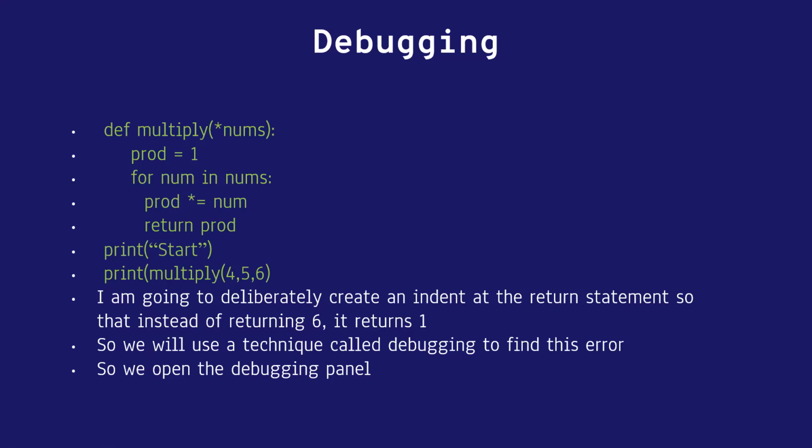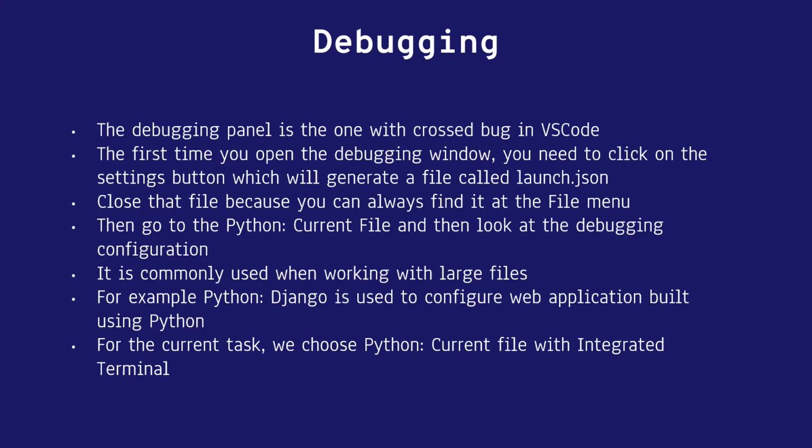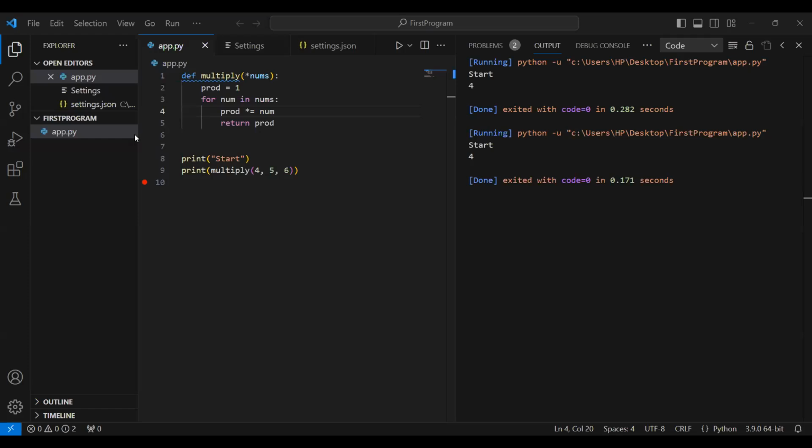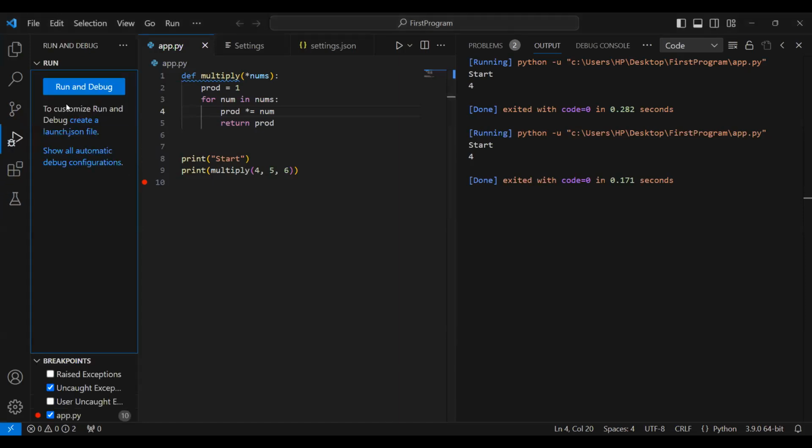So we'll open the debugging panel. The debugging panel is the one with the crossed bug in the VS Code, and I'll show you that. So this is the debugging, run and debug. That is the debugging panel, this one here. So you click this, then we continue.